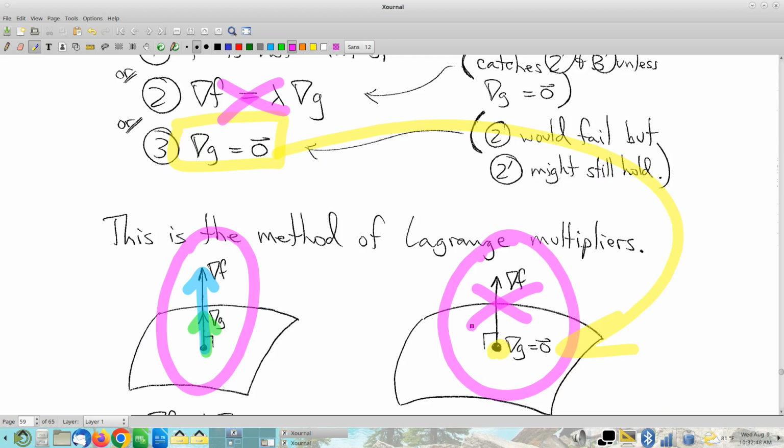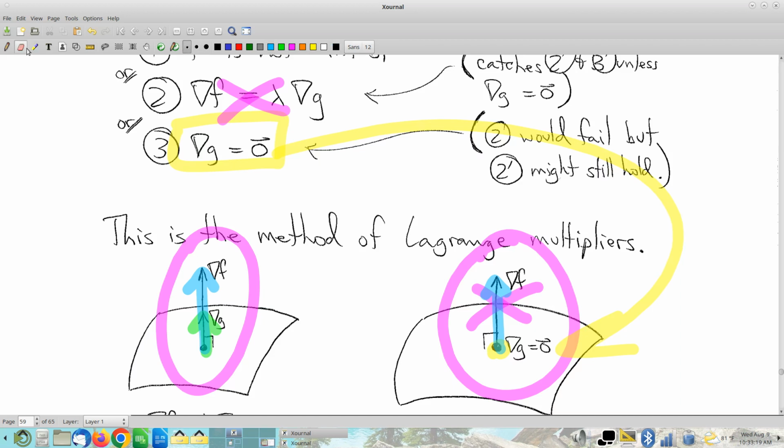And my multiplier equation there, gradient of f equals lambda gradient of g, would fail to catch a perfectly good orthogonal to the surface objective gradient. So anytime the gradient of g equals 0, I have to call that a critical point, because otherwise I would miss this case. Is everybody with me? Okay.